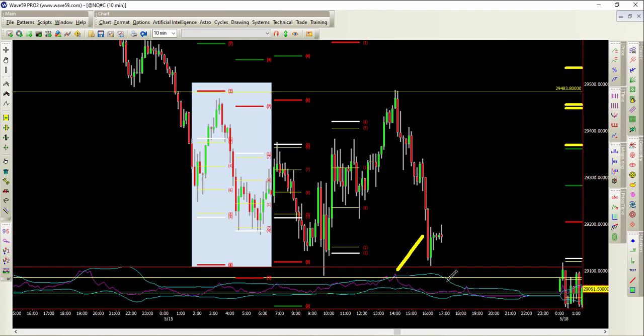Contract tracker. Between these two lines, we are looking for shorts right here, and below this, we're looking for longs.